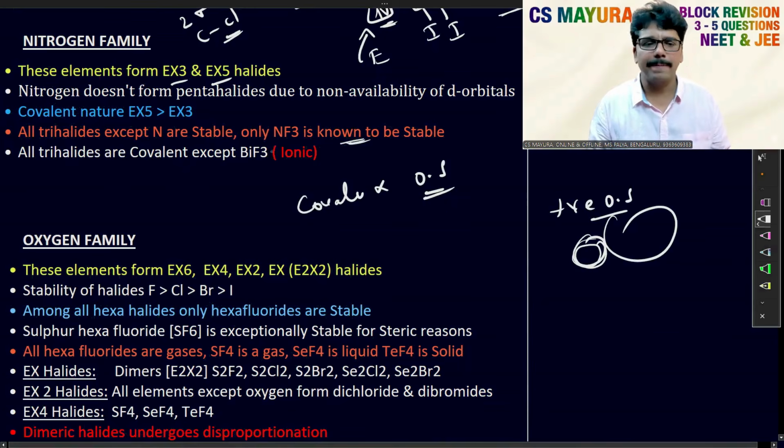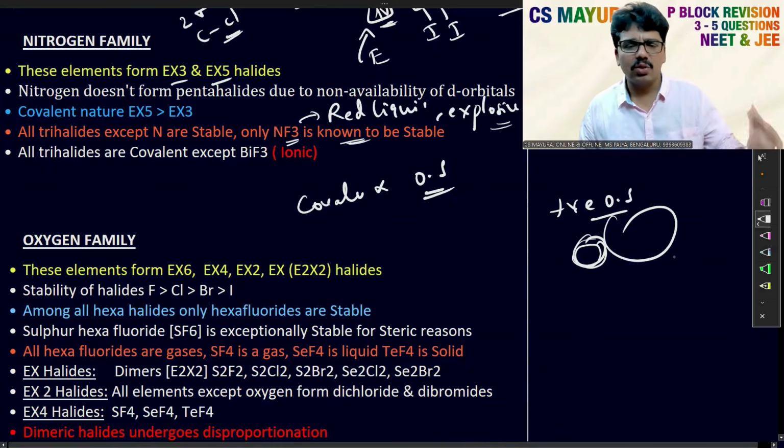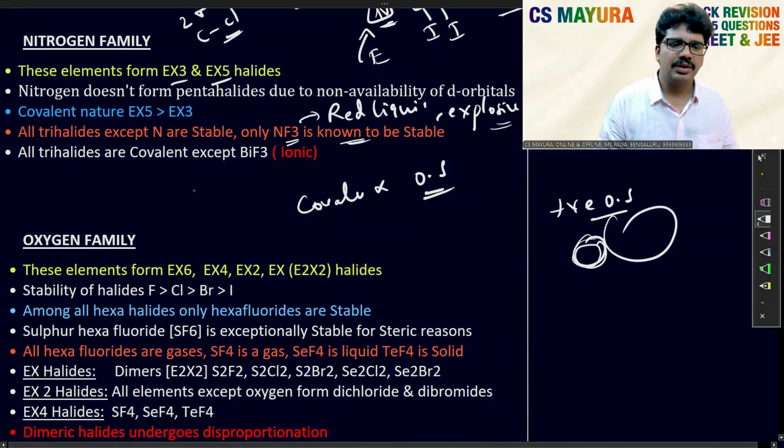NF3 is the only stable one. All others are unstable. NF3 also exists as a red liquid, and it is explosive. It is very unstable. Other trihalides do not exist, or they exist but are unstable and explosive.